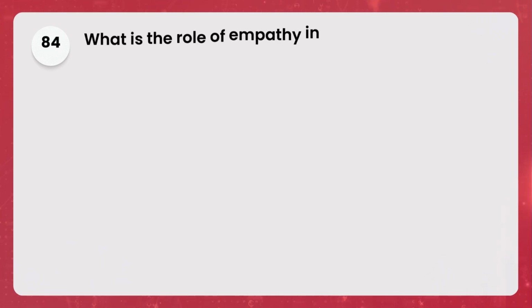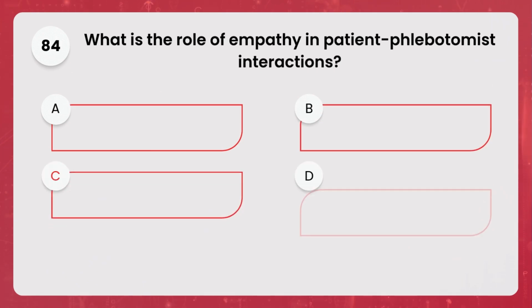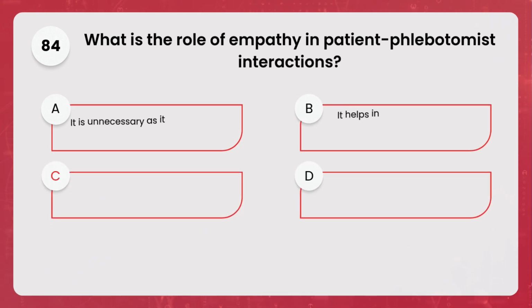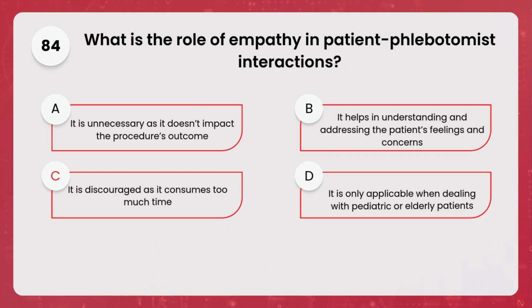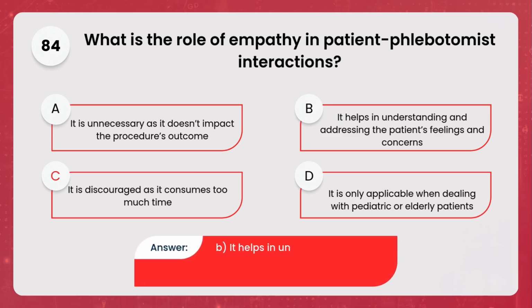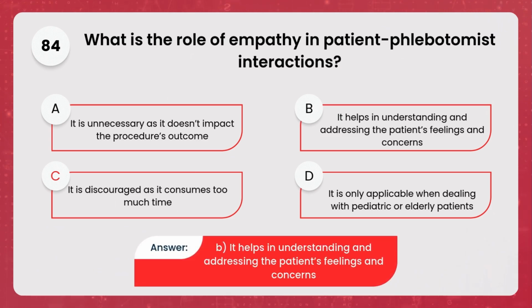Number 84. What is the role of empathy in patient-phlebotomist interactions? A. It is unnecessary, as it doesn't impact the procedure's outcome. B. It helps in understanding and addressing the patient's feelings and concerns. C. It is discouraged, as it consumes too much time. D. It is only applicable when dealing with pediatric or elderly patients. The answer is B. It helps in understanding and addressing the patient's feelings and concerns.